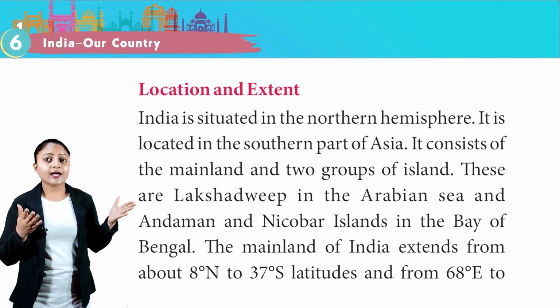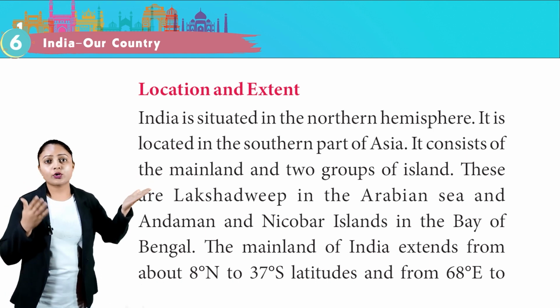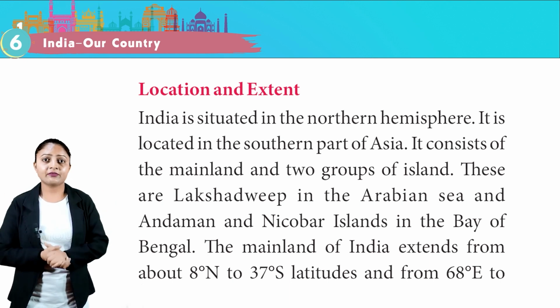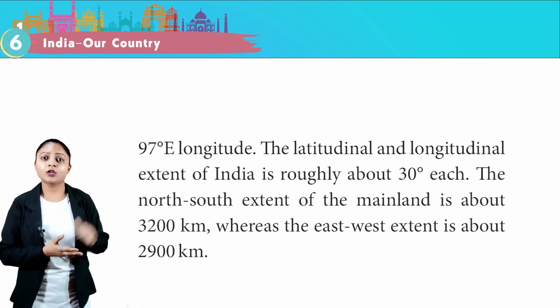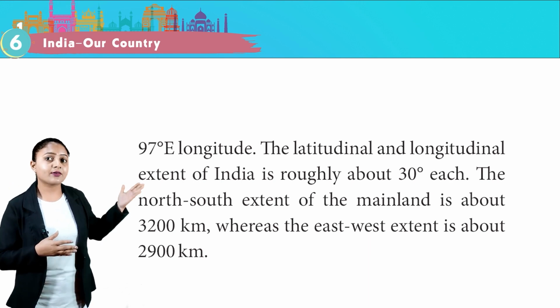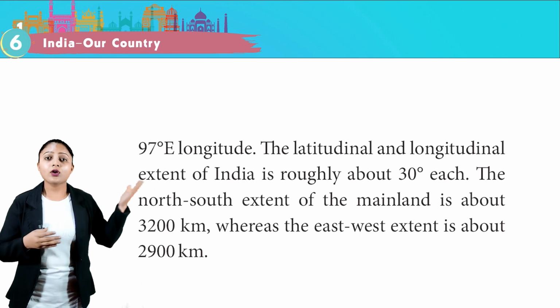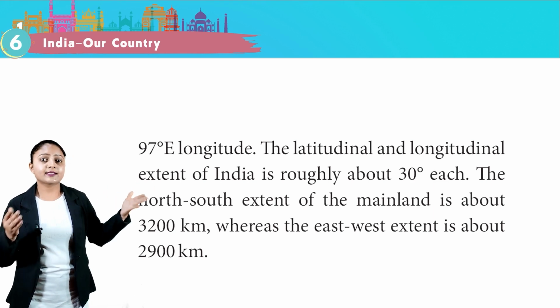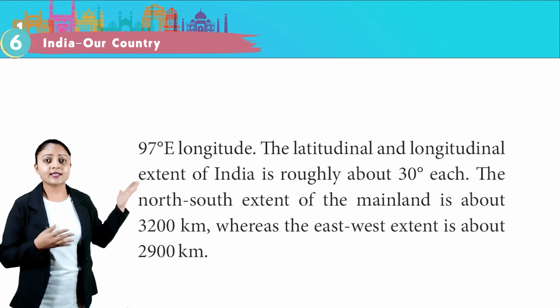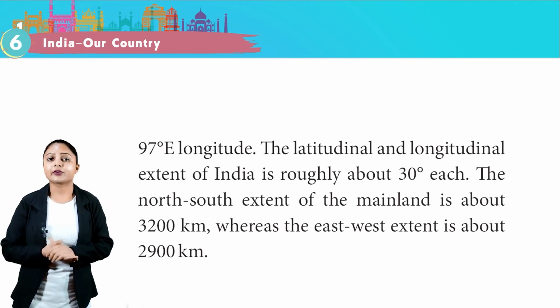The mainland of India extends from about 8 degrees north to 37 degrees north latitudes and from 68 degrees east to 97 degrees east longitude. The latitudinal and longitudinal extent of India is roughly about 30 degrees each. The north-south extent of the mainland is about 3,200 km, whereas the east-west extent is about 2,900 km.